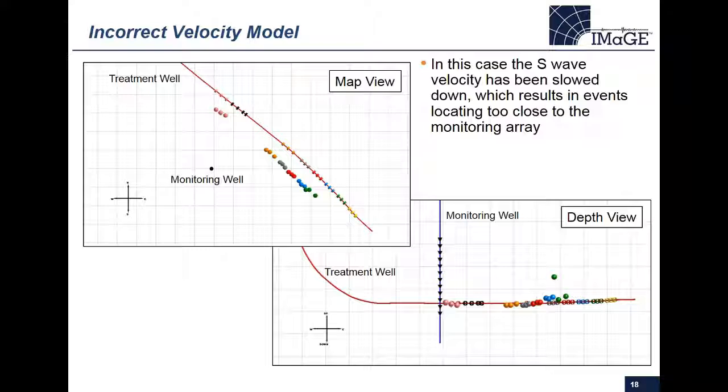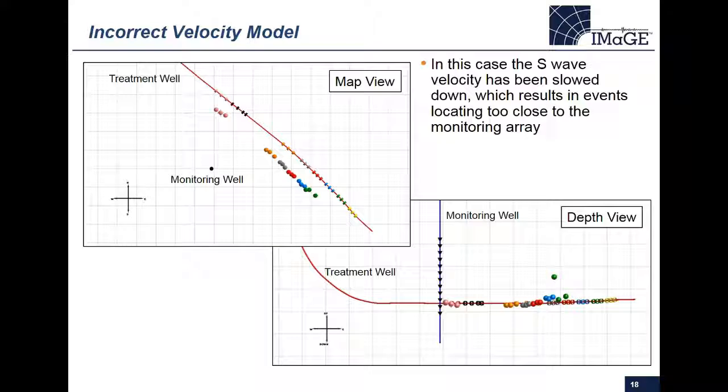Again, a similar thing, but we're doing the opposite here and slowing down the S wave, or you could speed up the P wave, but you're just offsetting all of your events from where they're supposed to be. Here, it really highlights that even though the velocity model is incorrect, our depth can appear fairly correct, so it could give you kind of a false hope.